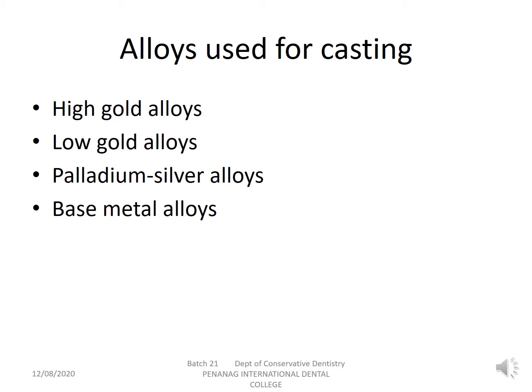As the name suggests, cast metal restorations, we use different types of alloys to prepare these cast metal restorations. The most preferred is high gold alloys followed by low gold alloys. We also use palladium silver alloys and base metal alloys for the fabrication of cast metal restorations.